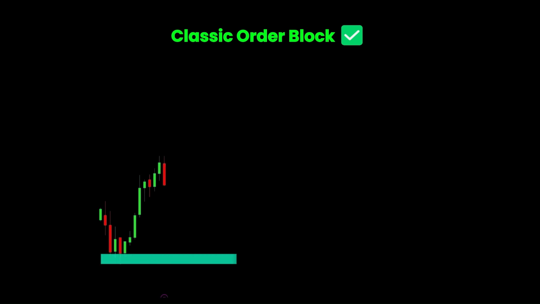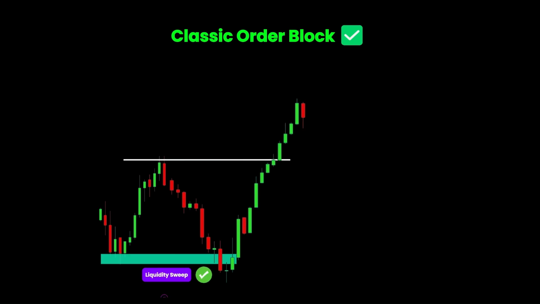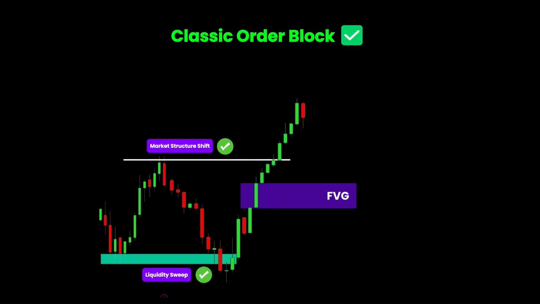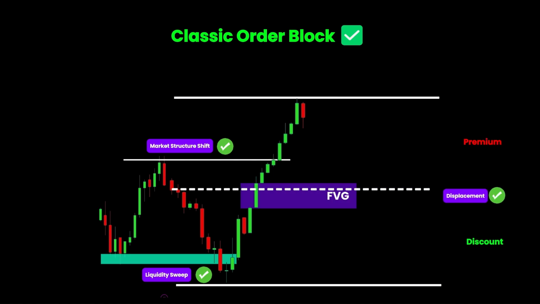Now, let's check all 5 conditions step by step on the chart. First, we mark liquidity and the market sweeps it. Condition 1 complete. Next, price breaks the recent high and closes above it. Condition 2 complete. The same leg shows strong displacement and forms a fair value gap. Condition 3 complete. We then mark premium and discount zones.